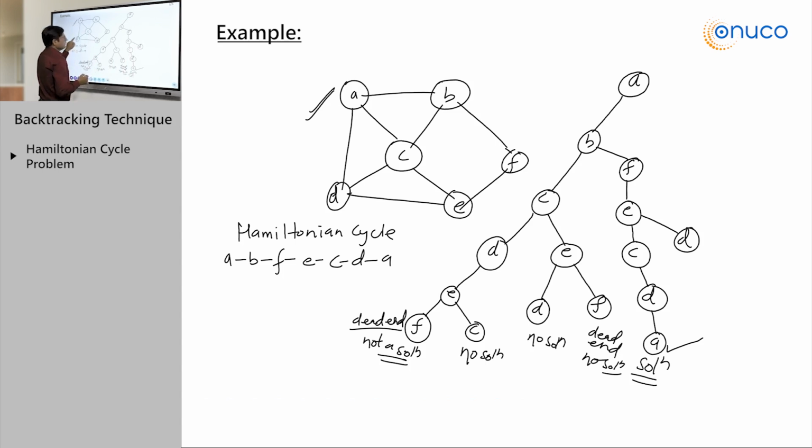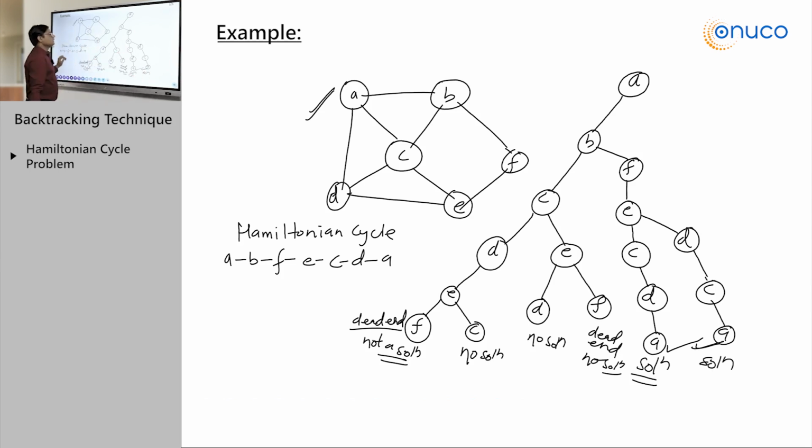We are at D. From D, which vertex is not visited? A, B, F, E, D are visited. C is not visited. So do you have a path from D to C? Yes, we have it. And from C, do you have a path from C to A? Yes. So this is again one of the solutions.